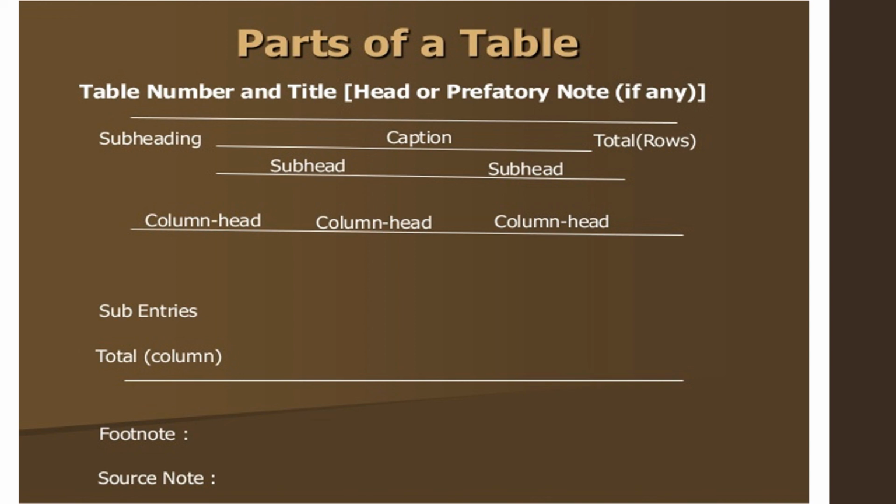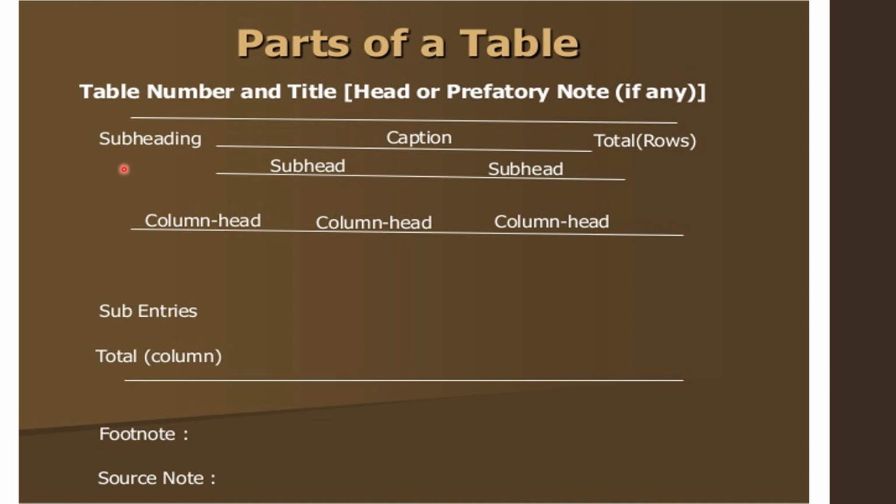Here you can see a format of a table. The format varies, in different books you will find different formats, but the parts of the table will remain the same. Coming to this table and understanding the different parts of the table, at the top we are going to provide the table number along with the title, and if the title is not explained clearly enough, then we will supplement it with the head note, that is called head or prefatory note, if any. It is not compulsory.